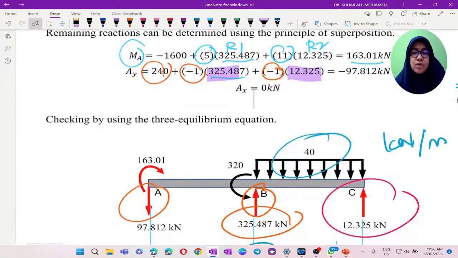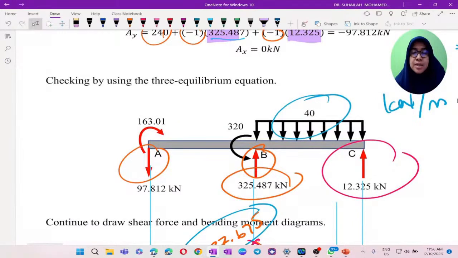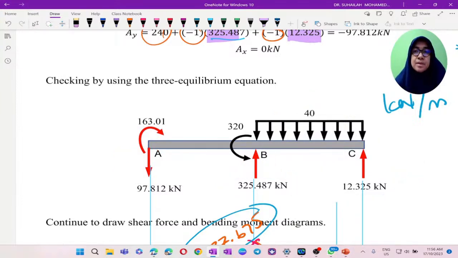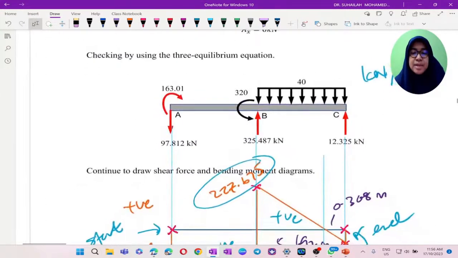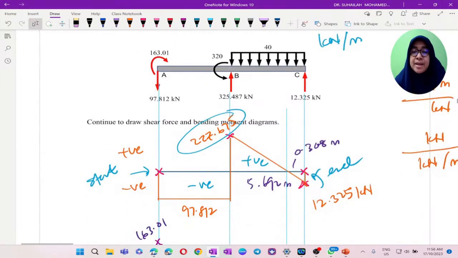So we get all the reactions. After that, for checking the equilibrium, we can use the equilibrium equation, and this is just optional. We check before we draw the diagram, because whenever it is correct, you will get 0 for total Fx and total Fy. If you don't get 0, there is something wrong somewhere. From this you can continue to draw the shear force diagram and the bending moment diagram.